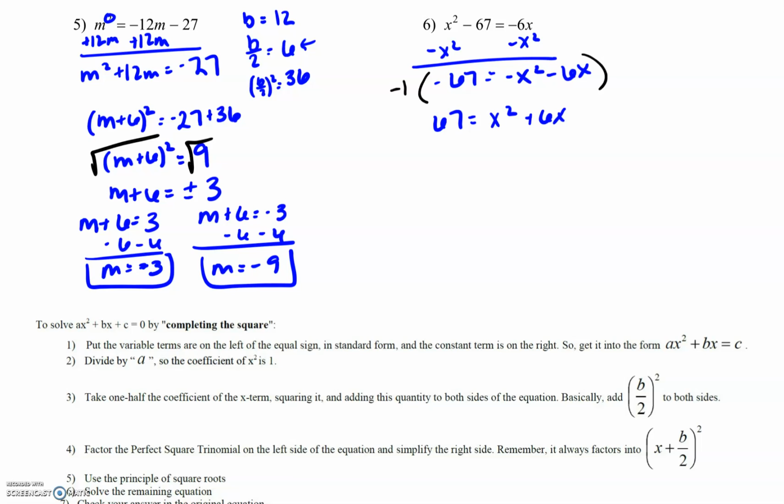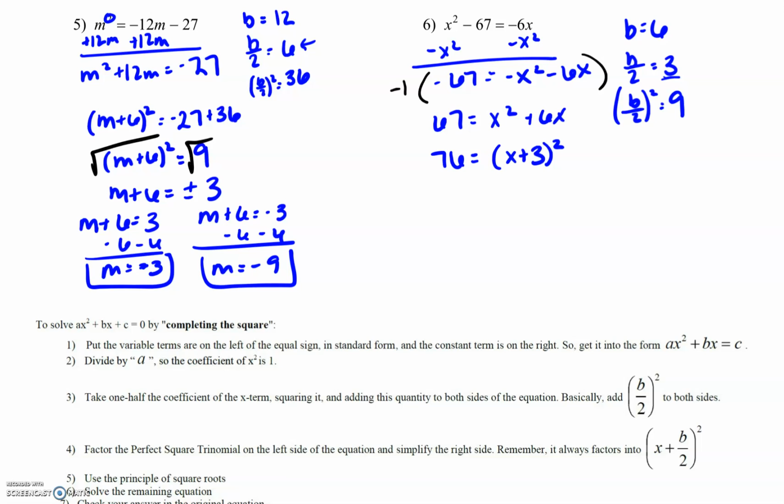Again, being on the left side or the right side is really not important because we know what our b term is, and we know that all of our constants are on one side. So our b term would be 6 because it's on the x term. b divided by 2 would be 3, and b divided by 2 squared would be 9. So I'm adding 9 to 67, which would give me 76. And then that would be our perfect square, so x plus 3 squared.